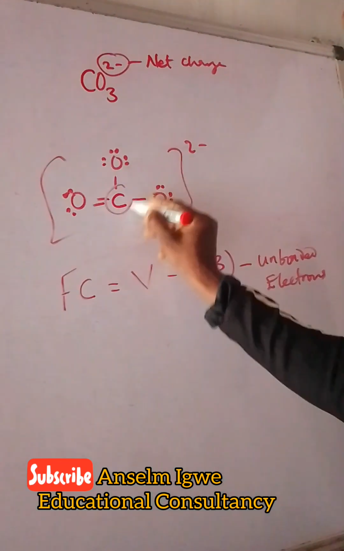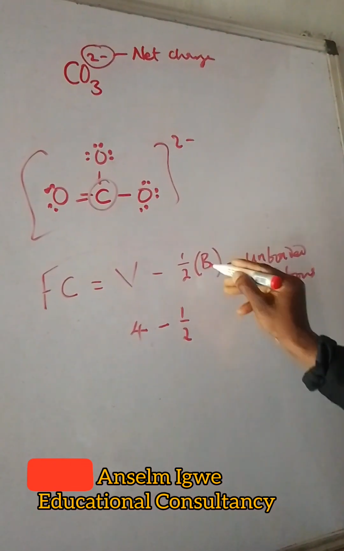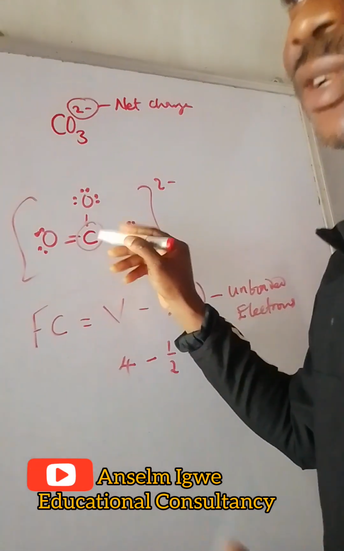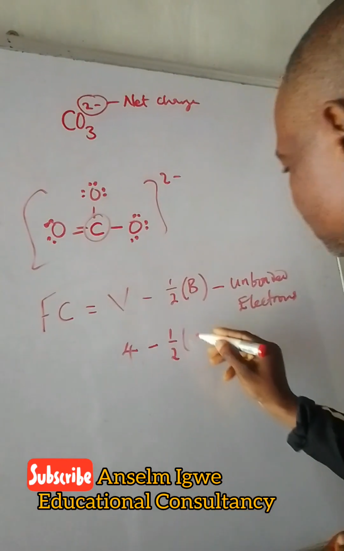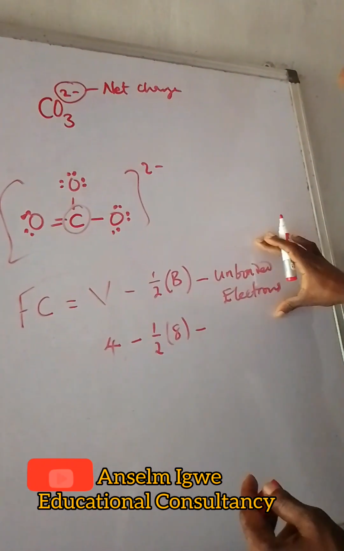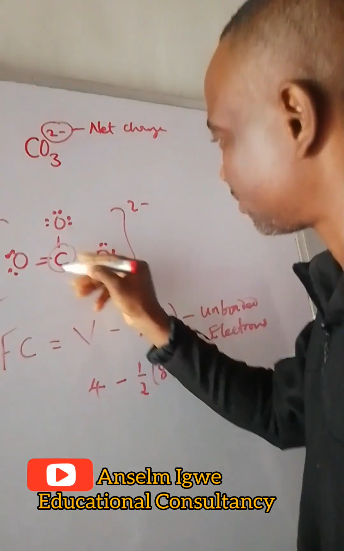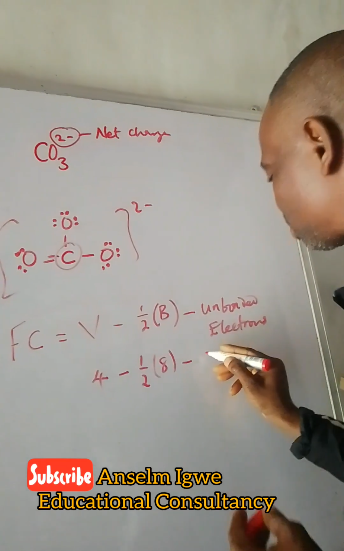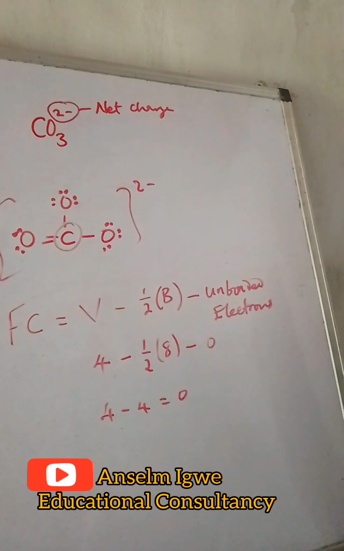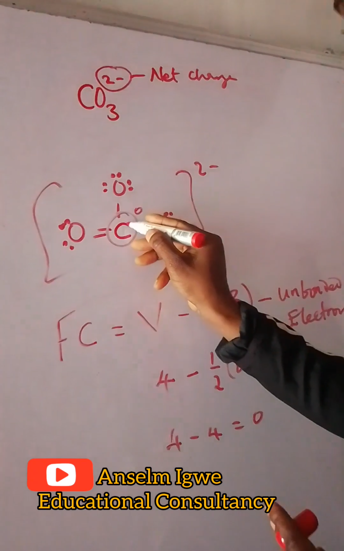Now for carbon, the valence electron is 4 minus half of the bonded electrons. There are 4 bonds and each bond carries 2 electrons, so there are 8 electrons in the bonds, minus unbonded. There is no valence electron left after the bonding, so write 0. 4 minus half of 8 is 4, equals 0. So the formal charge for carbon is 0.